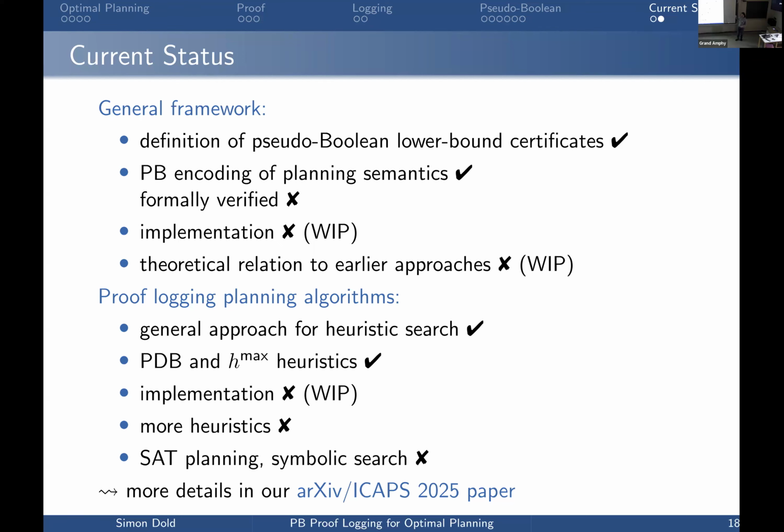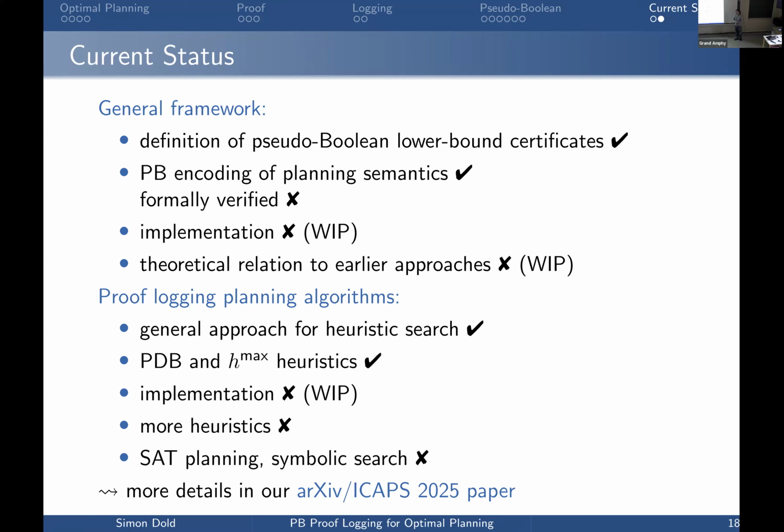And for the planning algorithms, there we have this general approach for heuristic search or explicit state search. And we explained how to do that for two heuristics. Those are the pattern database heuristic and the Hmax heuristic. We are working on an implementation on that as well. And we would like at some point to do this for more of the heuristics.